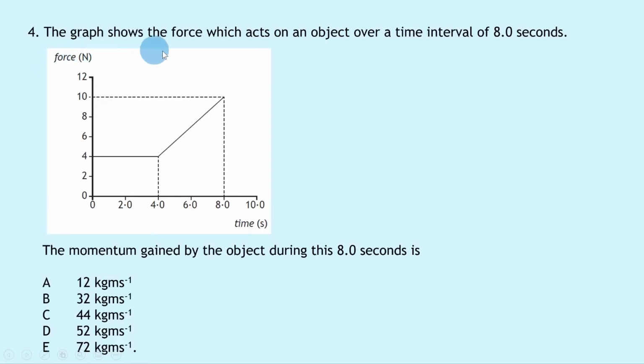Question 4 says the graph shows the force which acts on an object over a time interval of 8.0 seconds. So we have a graph of force in newtons on the y-axis against time in seconds on the x-axis. Then it says the momentum gained by the object during this 8 seconds is... Well, remember, momentum gained is another way of saying change in momentum. And you should also remember that change in momentum is equal to impulse. So this question is essentially just asking you to calculate the impulse from this force-time graph.